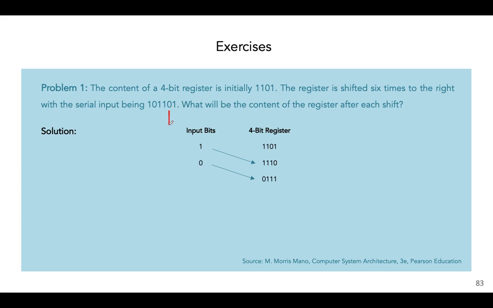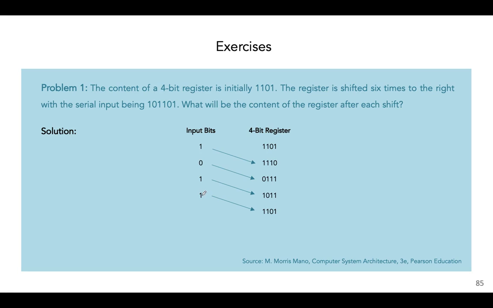The next bit that we get is 0. So 0 comes in, 1 moves here, this one moves here, this one moves here, 0 is added, this 0 is lost. Then the next bit comes in, this one. So this moves here, this moves here, this moves here, this 1 comes here, and this bit is lost. And we'll keep doing that.